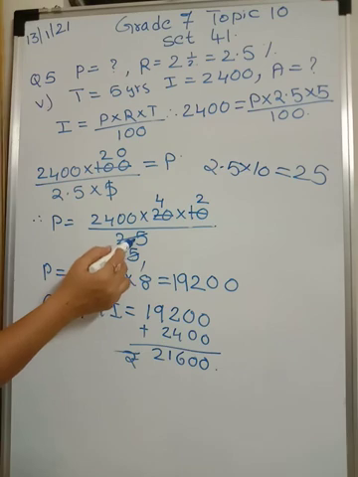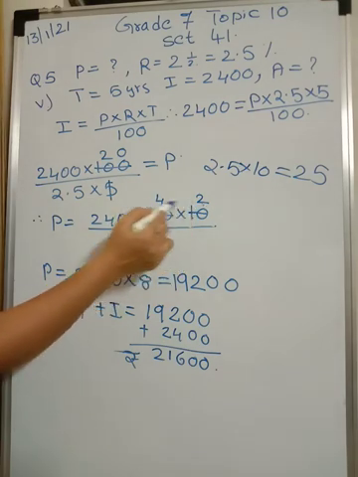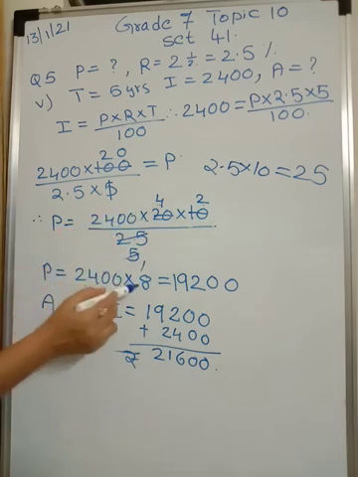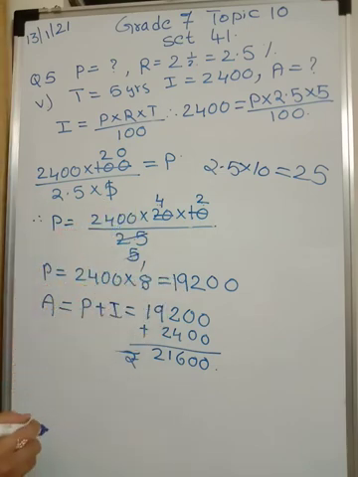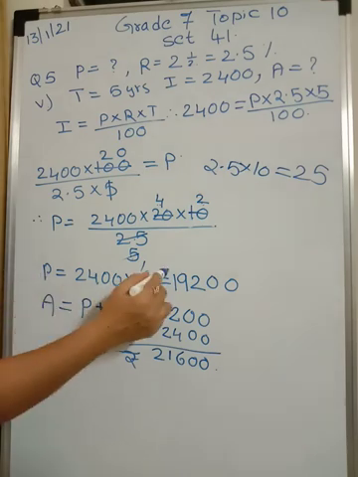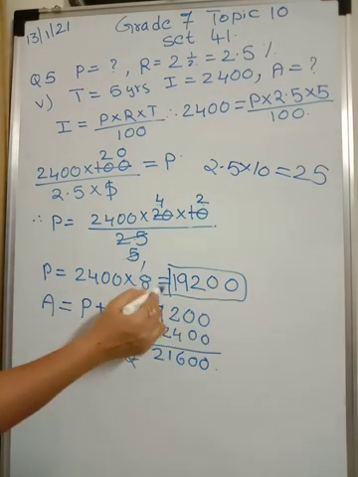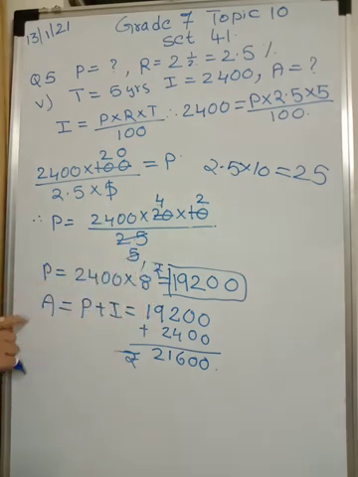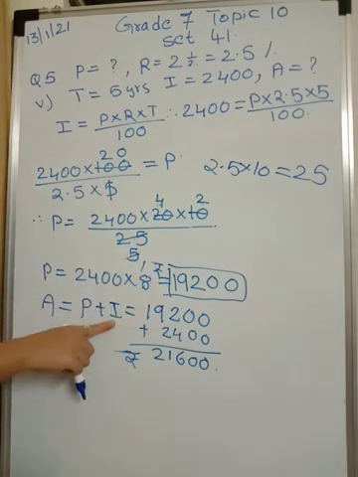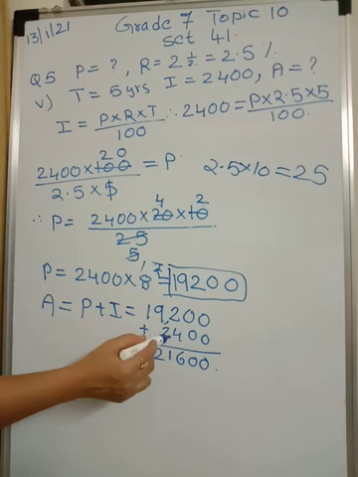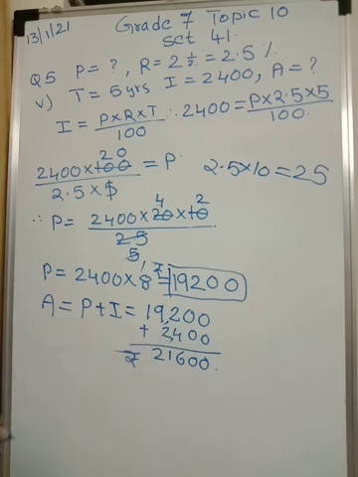Now look at the calculations. 5 fives are 25 and 5 fours are 20. 5 ones are 5 and 5 twos are 10. 4 twos are 8. So you have 2400 into 8, which comes out to be 19,200, which is your principal. So this is your first answer. Okay. That is rupees. And amount is principal plus interest. So 19,200 plus 2,400 will give you 21,600.